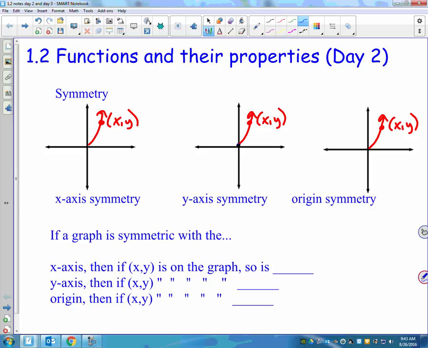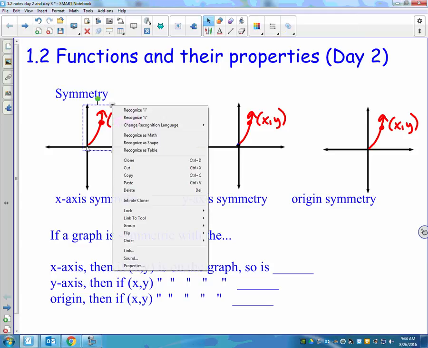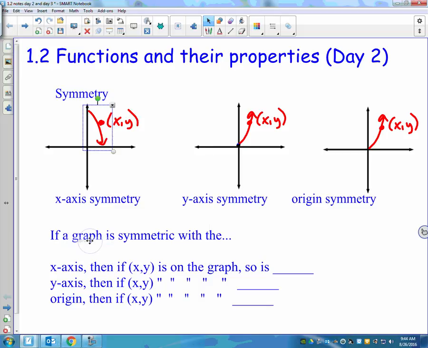Hopefully, maybe you talked about symmetry, or maybe in middle school you talked about symmetry. If it's symmetric with the x-axis, it means you can flip it over the x-axis, right? So it looks the same, but you flip it over, so it would be like this, roughly speaking.